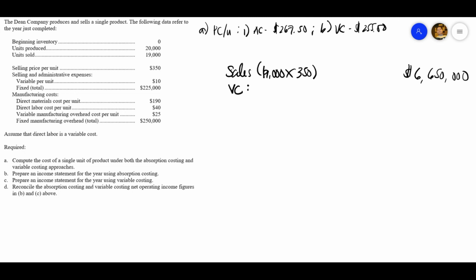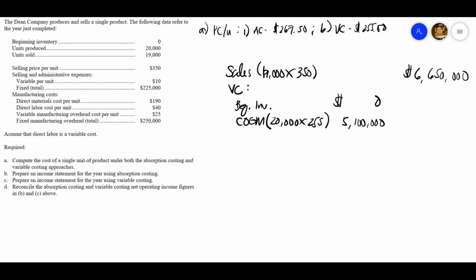So for your cost of goods sold, we'll start with your beginning inventory. Do you have any beginning inventory? We don't have, so it will be 0. Do you have any cost of goods manufactured? Yes, we do have. The units produced is 20,000. Then we now multiply it using the product cost per unit under variable costing of $255. So that will give us a value of 5,100,000.